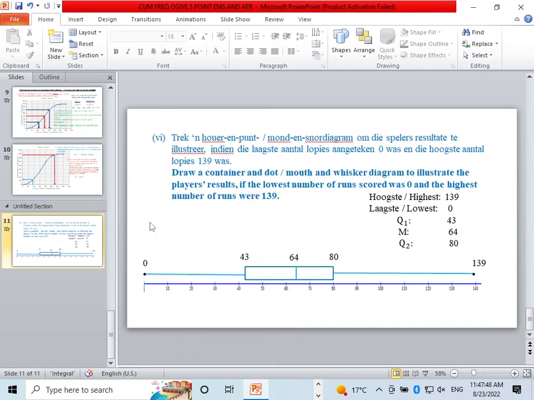Okay. Draw a box and whisker to illustrate the players' results. The lowest number of runs scored was 0 and the highest number of runs 139. And there you have it there. Okay. Do you all understand that? As I say, you need to know that very, very well.